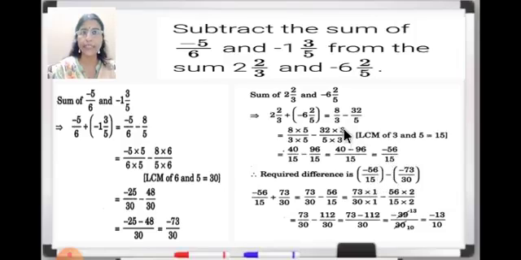Then we will write minus, because now we have to do subtraction. So minus, and then we will write this rational number, that is minus 73 upon 30. Because "from" is there, first we will write this one. So here we have done the same thing. We have written this rational number first, and then we wrote minus, and then we have written this rational number, this sum what we got. And now we are going to solve it.